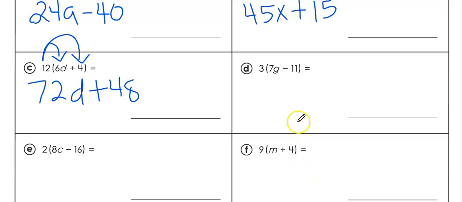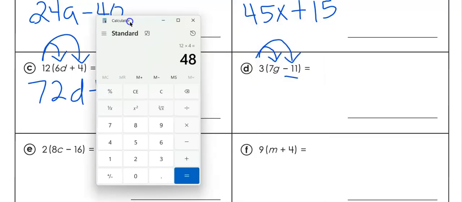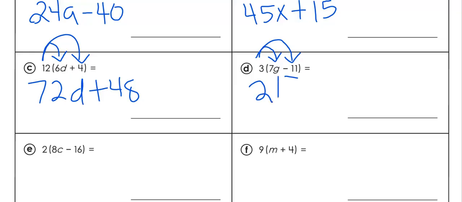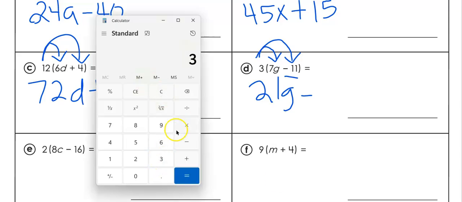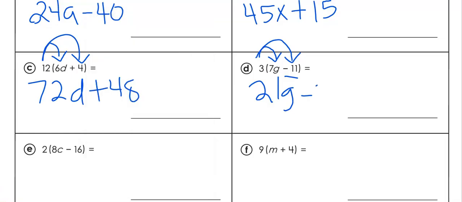Now D is a little tricky because you have a negative 11 there. So let's do the same thing here, parentheses right there. And we're going to do 3 times 7. All right, remember we're multiplying now. 21G. And then we're going to do 3 times negative 11 is negative 33.